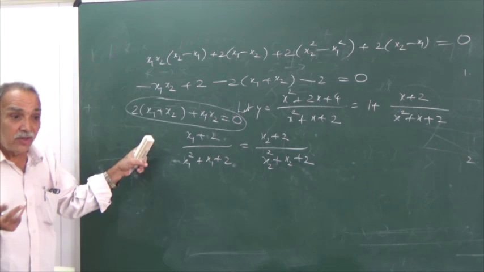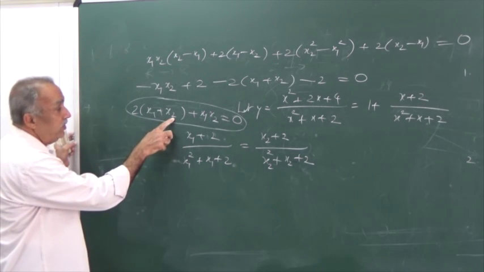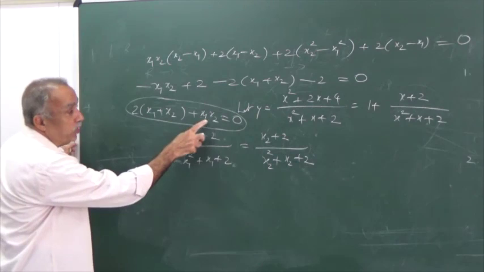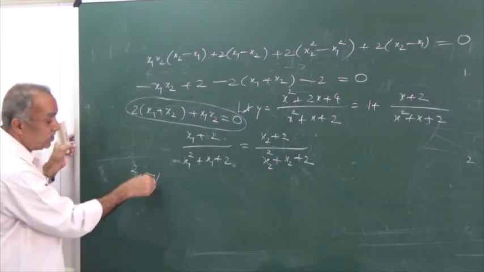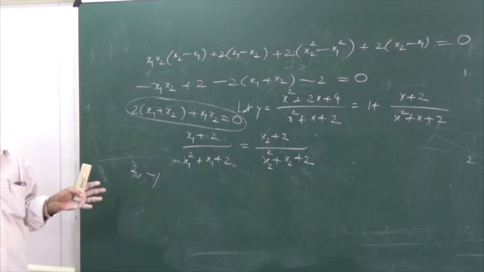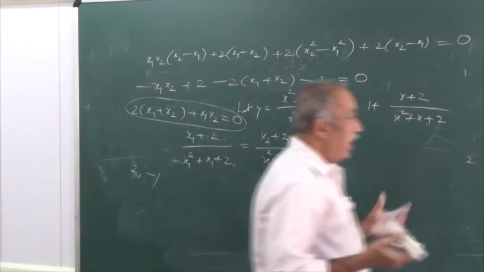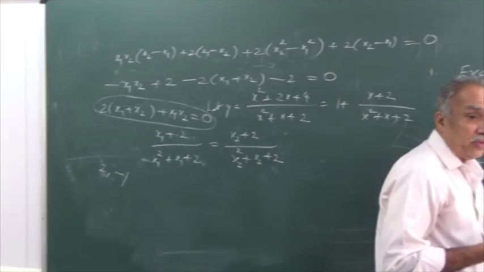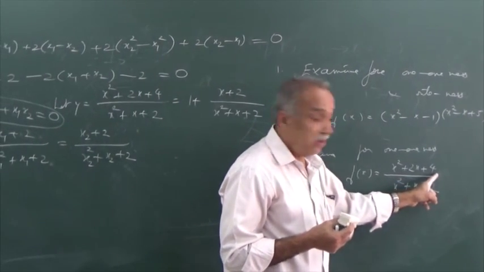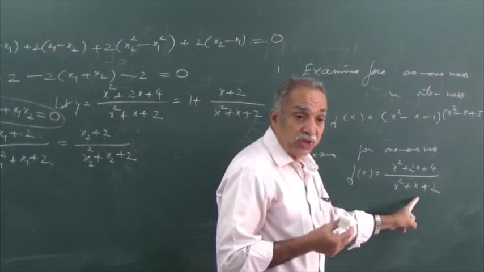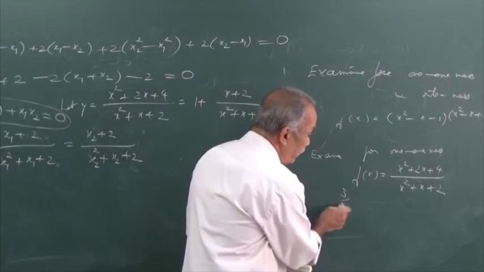2 and −1. 2 − 1 is 1. 2 into 1 is 2, 2 into −1 is −2. The sum becomes 0. This is one set of distinct numbers having the same image. If you want, you can do a cross check. At 2, what is the function value? 4 plus 4 plus 4, 12, by 4 plus 2 plus 2, 8. 12 by 8, 3 by 2.